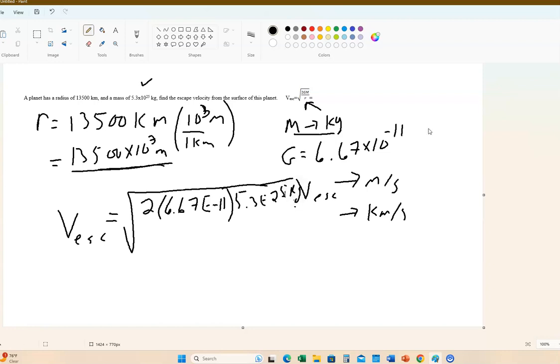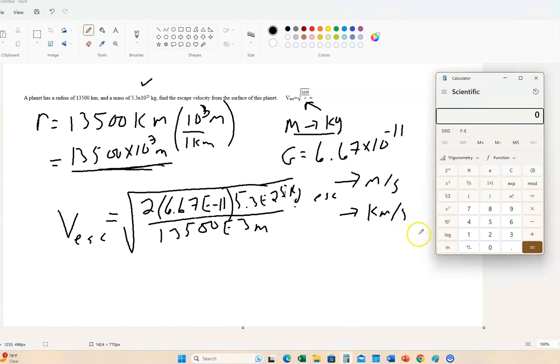All right, very good. Then we divide the whole thing by the radius we have gotten, 13,500, and it has to be in meters, so it's times 10 to the third meters. The mass is already in kilograms, since it was given to us in kilograms. Remember, sometimes you have to do these conversions.